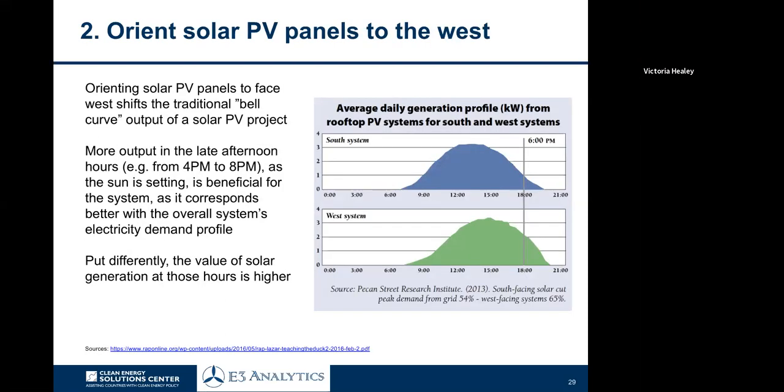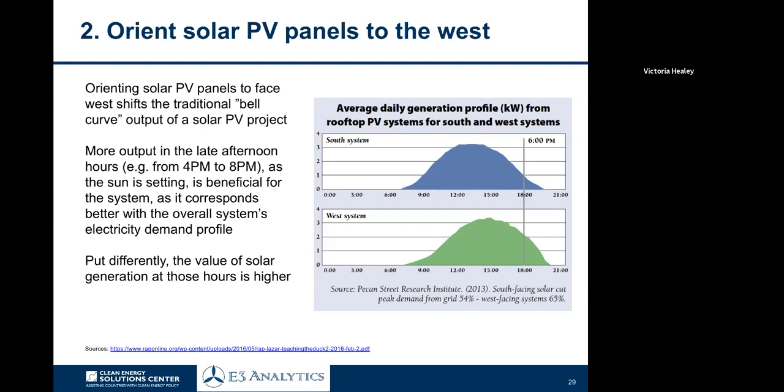Second, orient solar panels to the west. Now, as we discussed briefly in the case of Nepal, if you orient your solar panels to the west, it shifts the traditional bell curve output of a solar PV project to later in the day. Because the sun sets in the west, you can measurably shift the output to those later hours so that it corresponds better with the overall electricity system's demand profile.